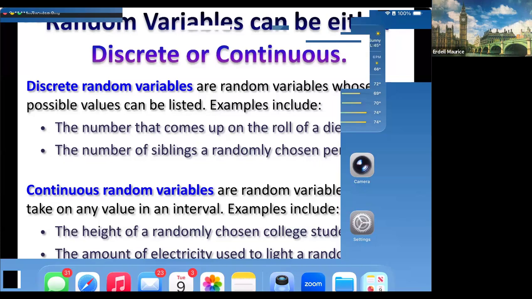Questions there on the two? Discrete versus continuous. Continuous comes from the idea of a continuum or an interval. Your height can be any value between 0 and 10 feet. Has anyone been 10 feet tall?